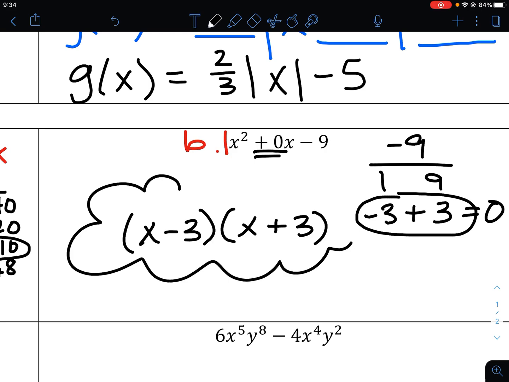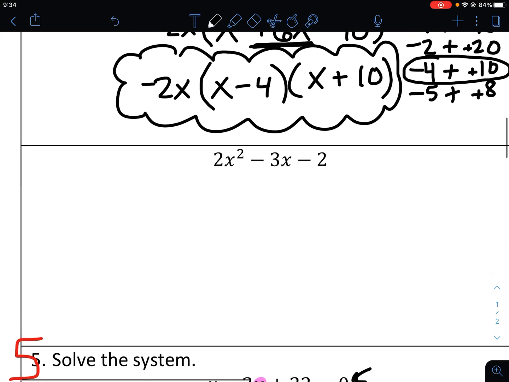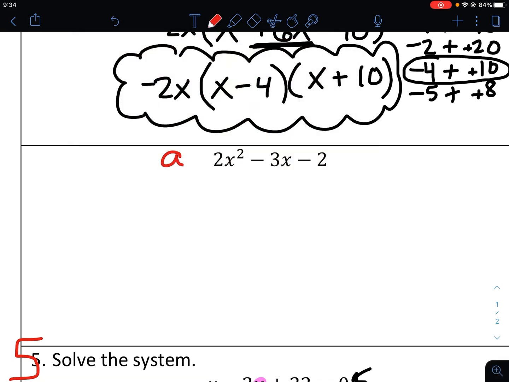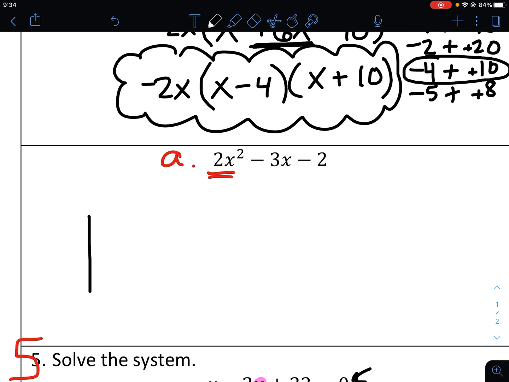Okay. Now, this one corresponds with part A on the formative, where we're still going to find two numbers that multiply to -2 and add up to -3, but this time we have that 2 in front, so we have to take that into account. This is the one where we're going to do the backwards factoring. So let's start with our multiplication table.